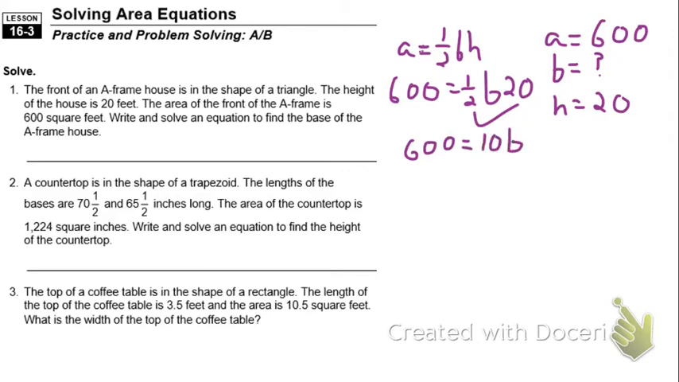The opposite of multiplying the base by 10 is to divide by 10. What I do to one side, I do to both sides. Those cancel out, ladies and gentlemen, and we establish that the base measures 60 feet.